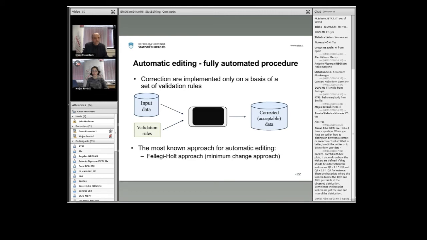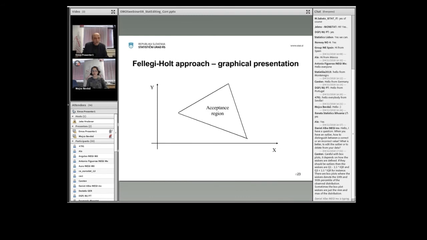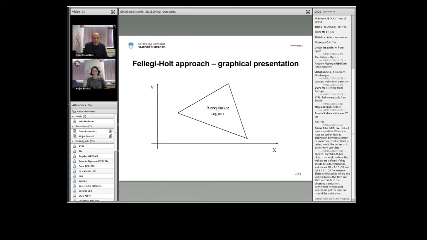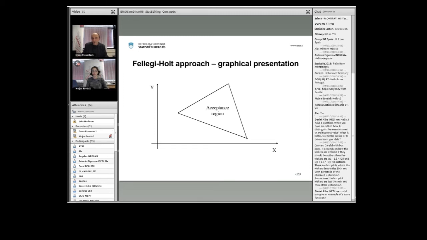The other way is, okay, here we have the first supplement to the automatic editing. The fully automatic editing is usually done on the basis of the Seljak approach. Just very simply, to tell you the basic idea of the Seljak approach: usually when you have one record and it's suspicious, you have to decide which of the variables you should correct when you make automatic corrections.